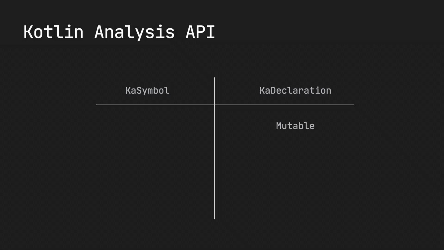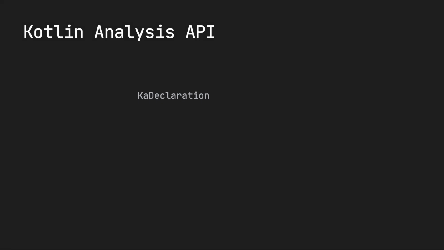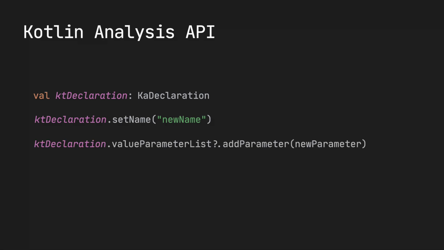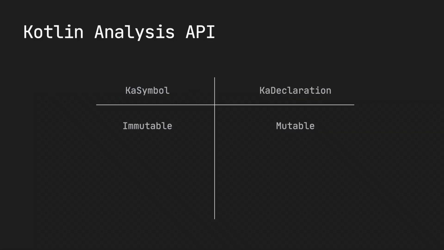A KA symbol and a KT declaration differ in immutability. A KT declaration is mutable, so I could mutate it and add information to it. But a KA symbol is immutable. When you look at a KT declaration here, I could change things such as the name, for example. I could add children to it, add variable value parameters, and add new parameters to it. Whereas a KA symbol is immutable.